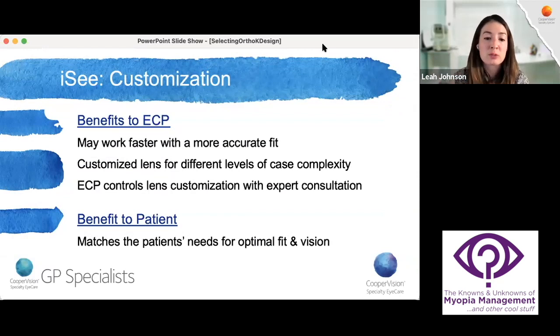And so as we discussed here, the benefits to the ECP is that it may work faster, customized lens, and you as the practitioner can also control that lens customization with expert consultation. And the benefit to the patient is that we can actually now meet and match the patient's needs for an optimal vision and fit, depending on their patient parameters.